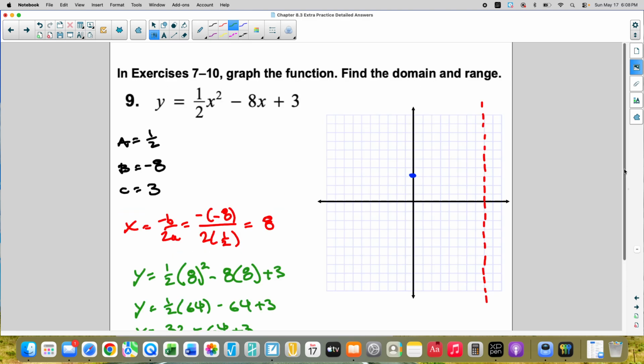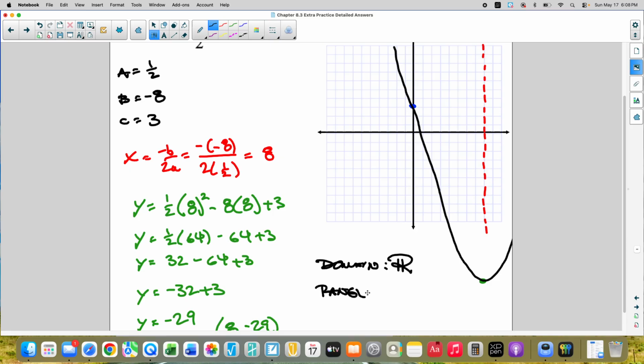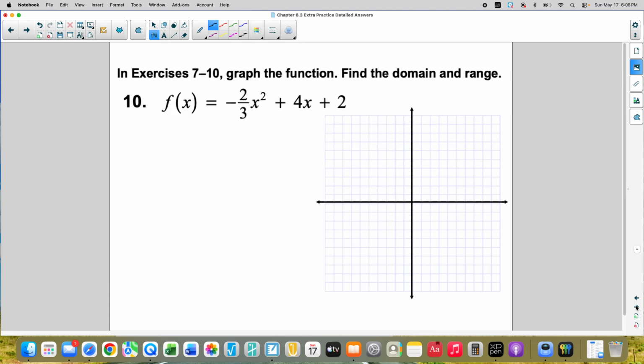So if I needed another point somewhere here, I'd do it, but it's going to be something like that. My domain is still all real numbers. My range is going to be y is greater than or equal to negative 29. That's my lowest point. Y is greater than or equal to negative 29. Yep, good. And yep, didn't go over the y-axis until it was over.